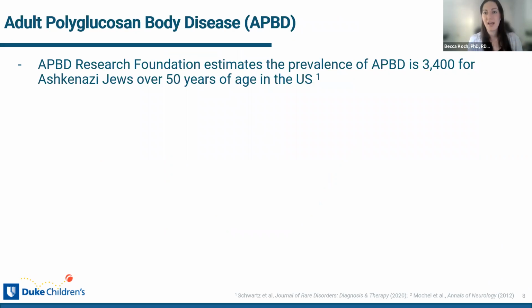Moving on to the other side of the GSD4 spectrum is adult polyglucosan body disease, which is considered the adult form or adult onset form of GSD4. So the APBD Research Foundation estimated a prevalence of APBD of 3,400 for Ashkenazi Jewish populations over 50 years of age in the US. So that means 3,000 or so, whether it's diagnosed officially or not, they estimate that there are that many patients out there, at least in the US.